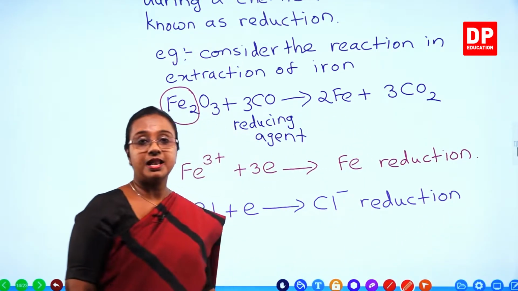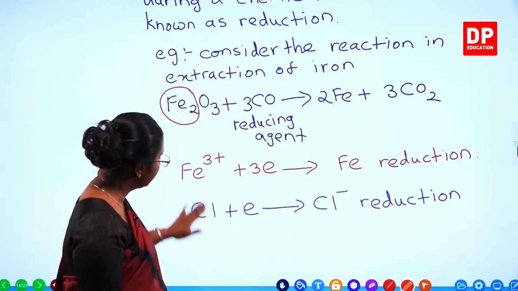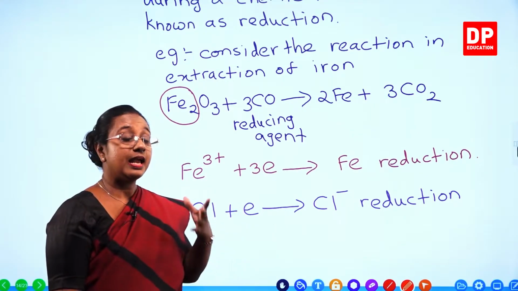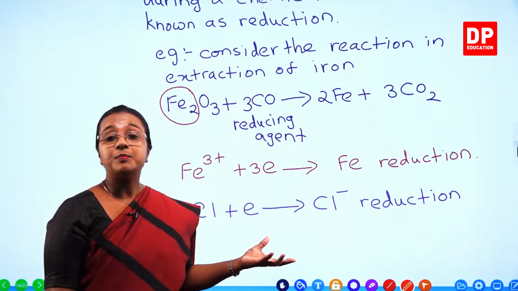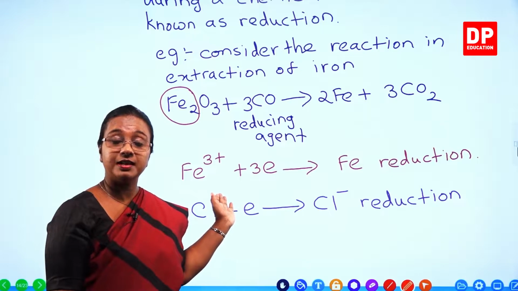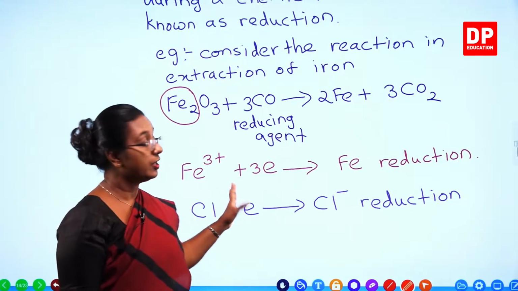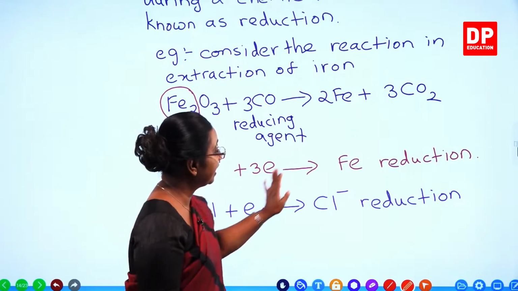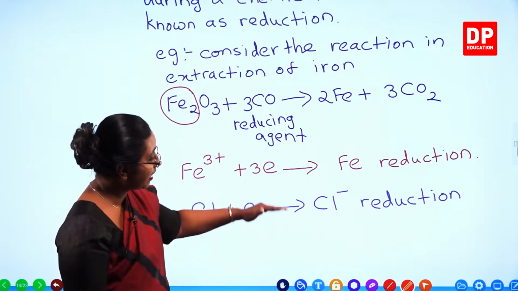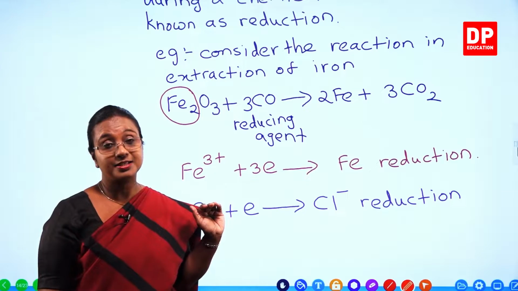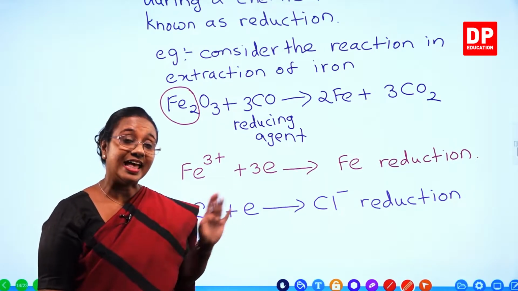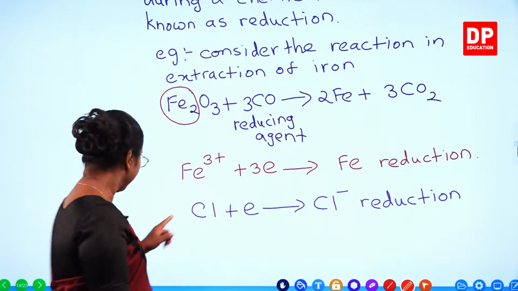That is reduction. So when a species, it can be an atom, it can be an ion, it can be a part of a molecule. Now here it is part of a molecule. This ion Fe3 plus is part of a molecule. So that taking up electrons and forming the product, that part is what we call as reduction. So I am sure you all can understand that, students. With that, I will move on to the next slide.